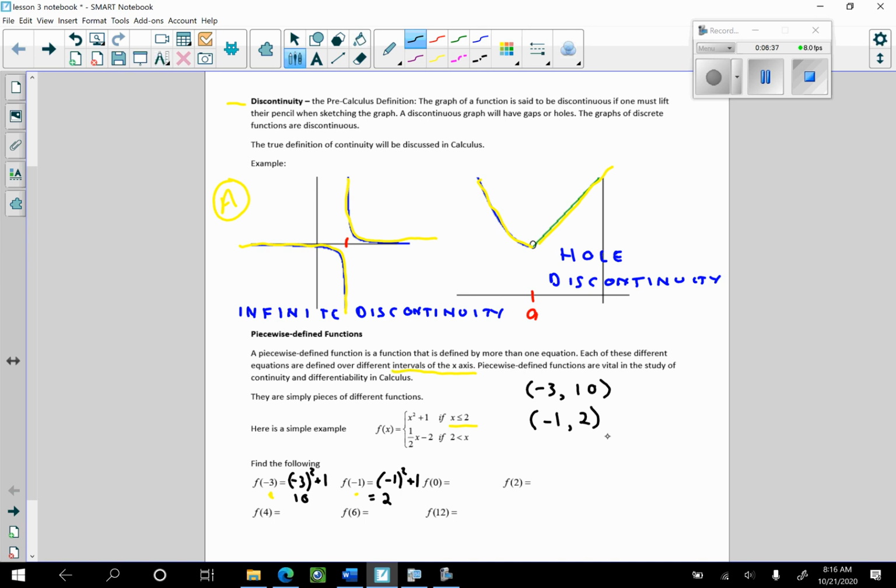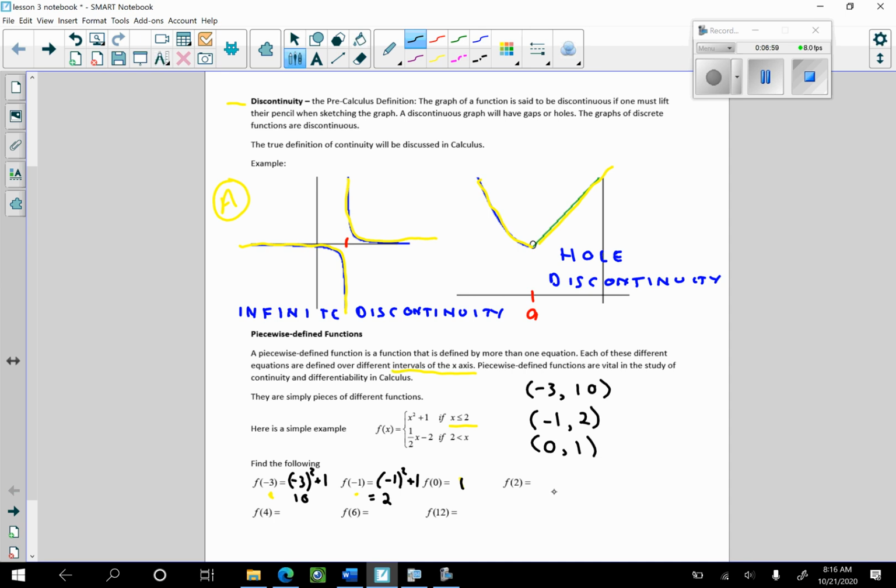F of 0, again, I need to figure out where in the world 0 is. 0 is here, less than 2. So f of 0, I'm going to use this equation, is simply 1. And that's going to give us another point, 0 comma 1. This is actually the y-intercept of this function.